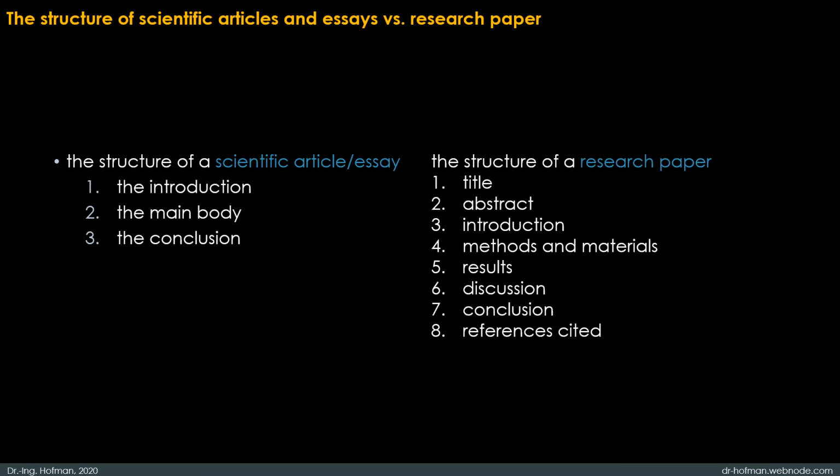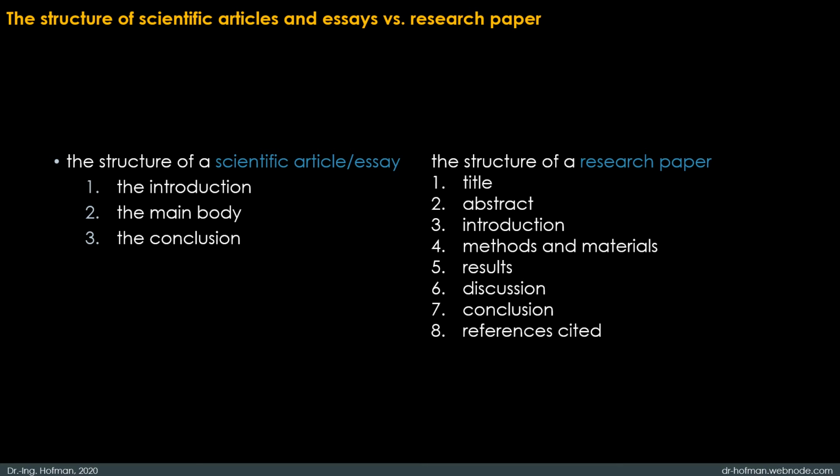Research papers are generally written for scientists working in the same field and therefore have a more limited and more specialized readership than articles. Research papers can appear in specialist journals or be presented at conferences.